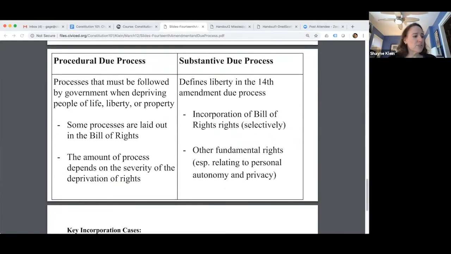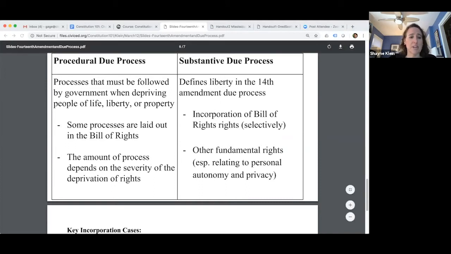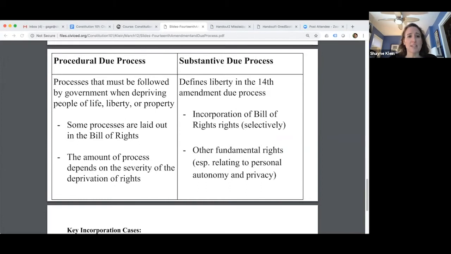Procedural due process is the idea that when government is going to deprive you of your life, liberty, or property, they have to give you some procedures before they do that, right? Some of those processes are laid out in the Bill of Rights, like the right to a trial by jury, the right to an attorney. So for criminal cases, you do get processes laid out in the Bill of Rights. But the courts have said you get procedural due process when the government is depriving you of rights, even if it's not in a criminal case. And there's a principle that the amount of process depends on the severity of the deprivation of rights.